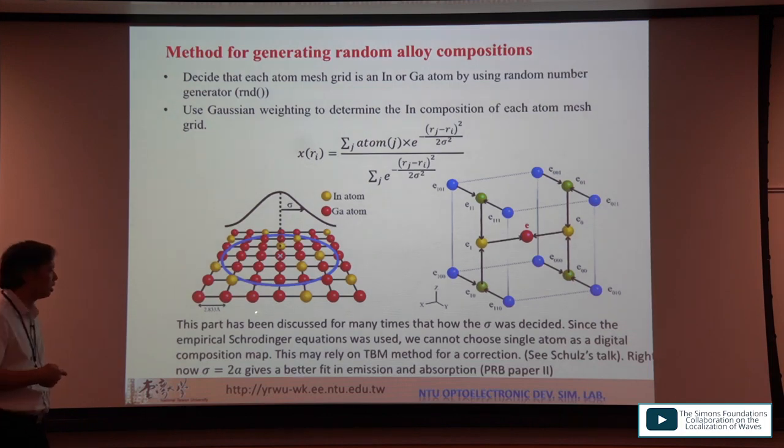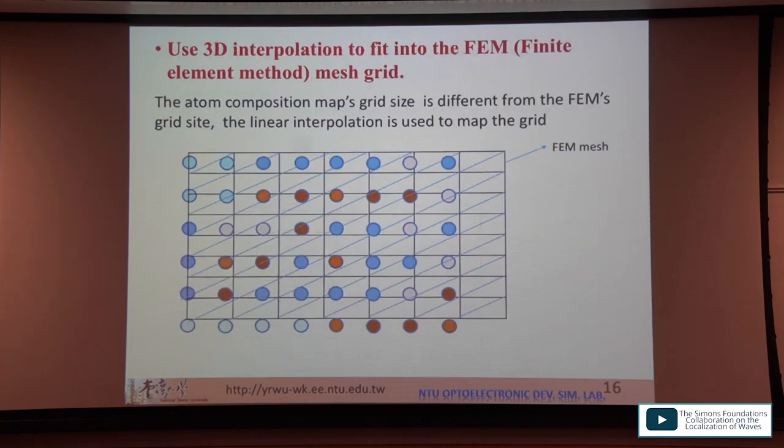It's an open question which one is good, but I think maybe in the near future we're working on a Taiwanese model, or maybe Stephen can give me an answer on what's the better choice. But after we choose the composition, we have a finite element mesh. The finite element mesh may not be the same size as the crystal structure.